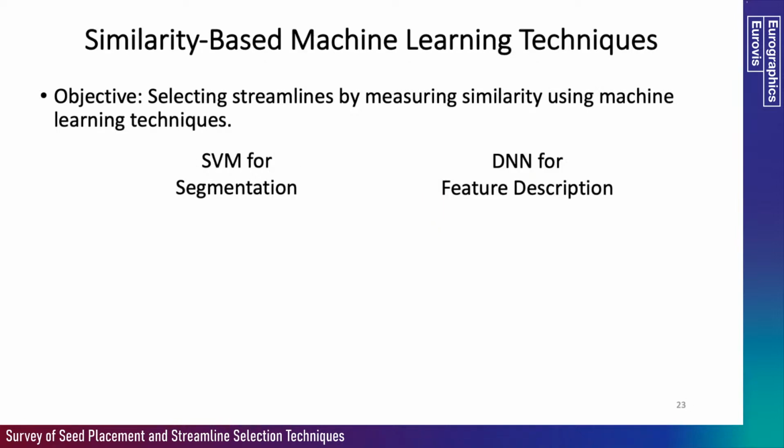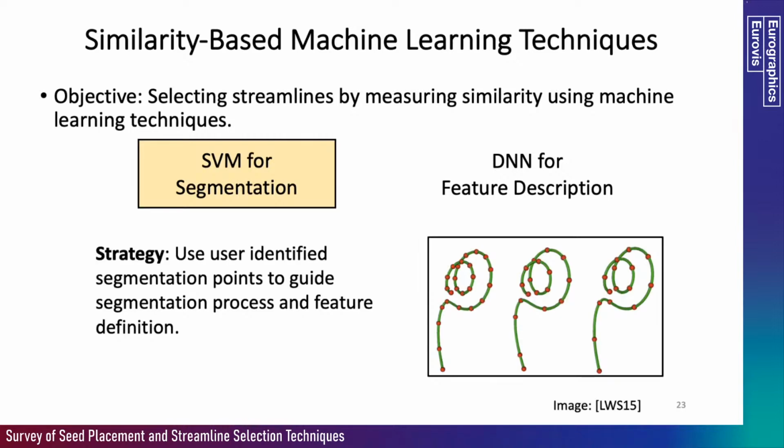The final and newest subclass of techniques is similarity-based machine learning techniques. There are currently only 2 works in this subclass. When using an SVM for segmentation, the study aimed to use user-identified points to guide the segmentation process in order to account for what a human views as an important feature.